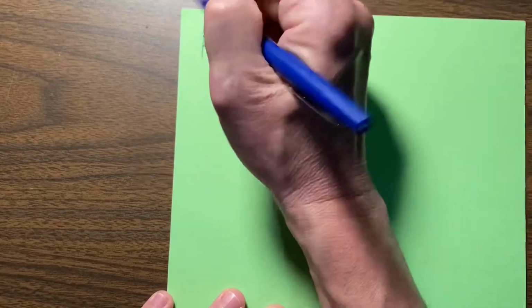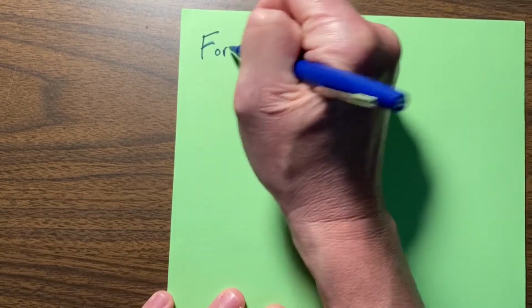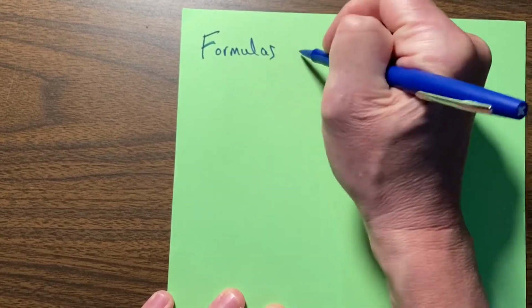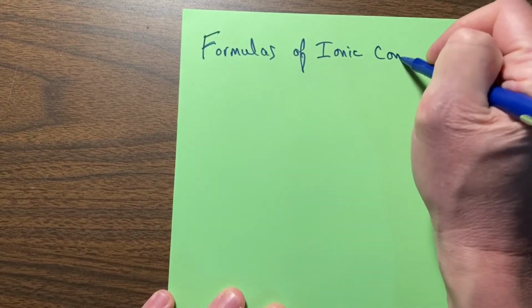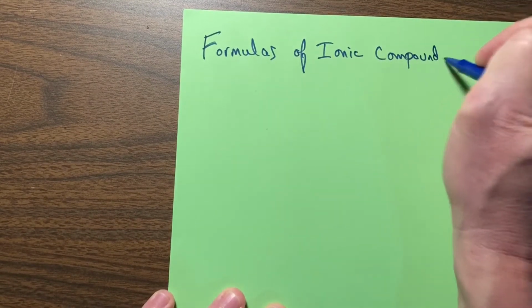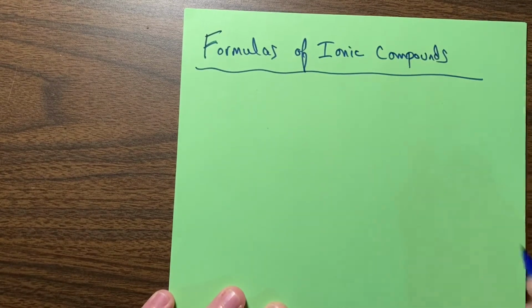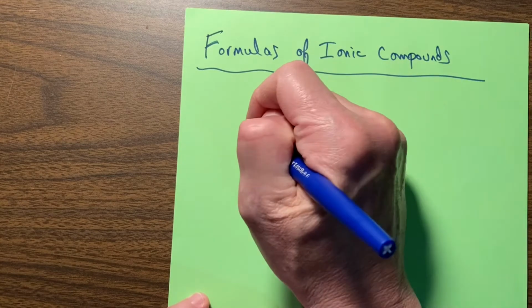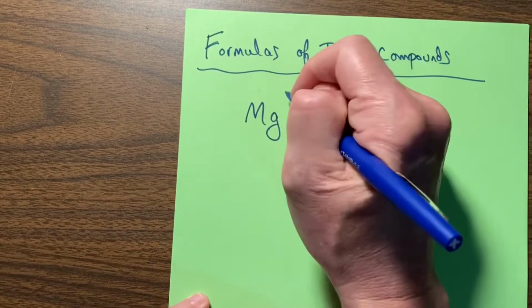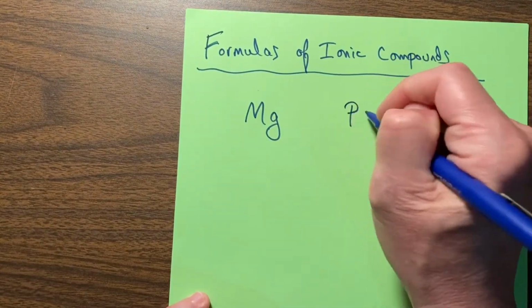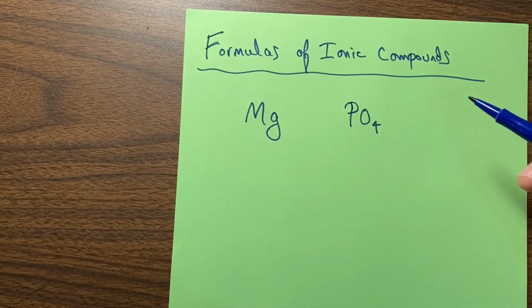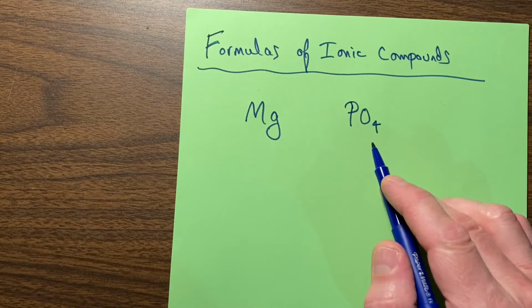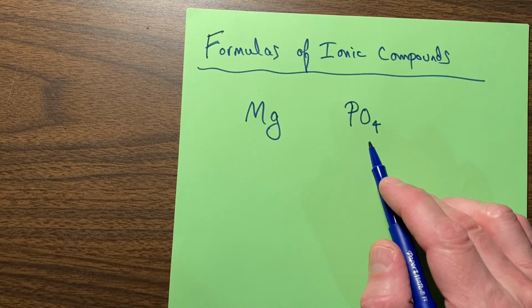Let me change color here. Let's talk about the formulas of ionic compounds, how you recognize them, and how you write them. So the chemical formula is going to show you the simplest ratio. And so if you take, for instance, magnesium and phosphate. Now, I haven't discussed these yet. This is called a polyatomic ion. It's just a group of atoms that work together as one unit.